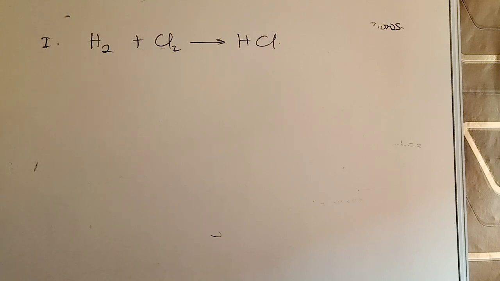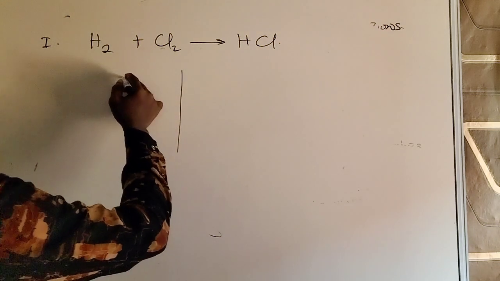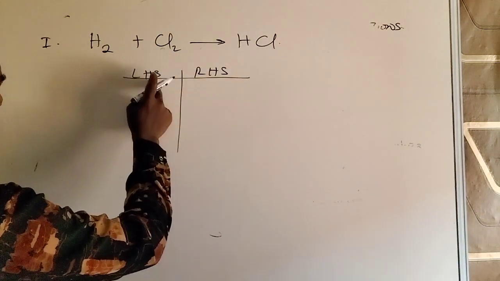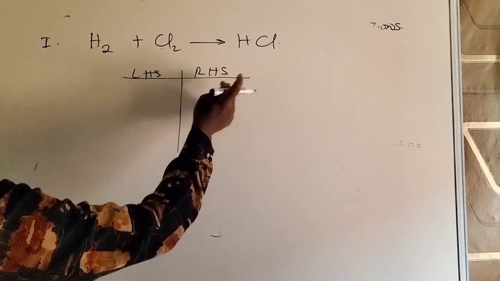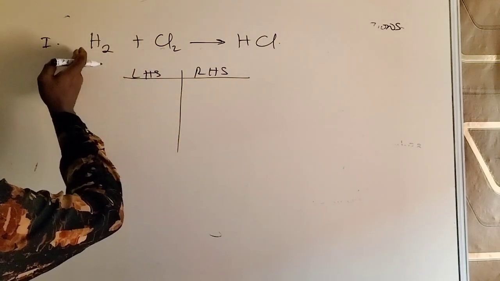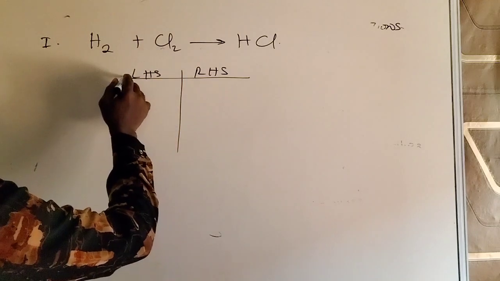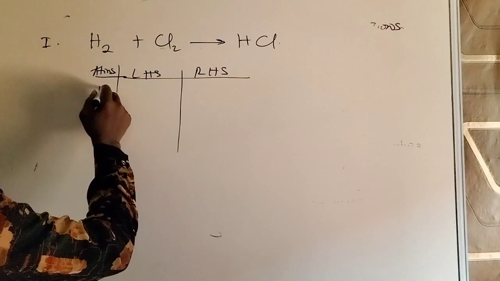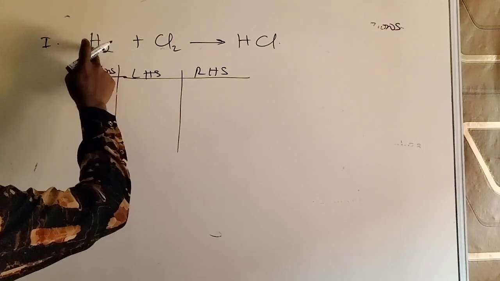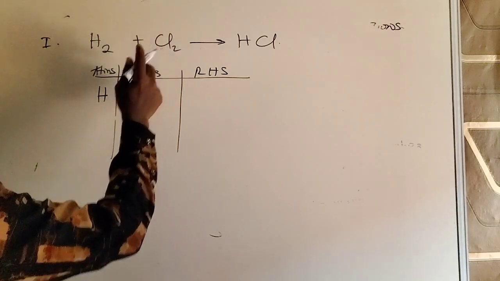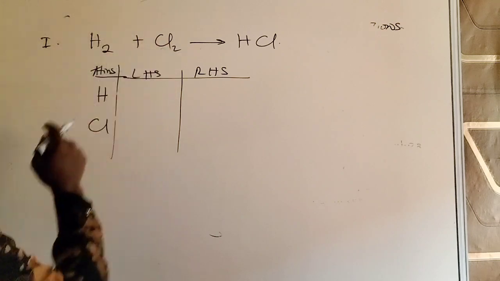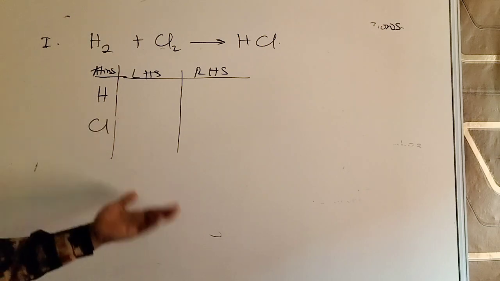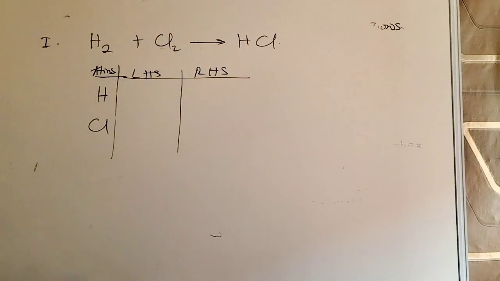So all we have to do is draw a table here: left hand side. Remember that LHS means left hand side, and this is right hand side. The left hand side indicates the reactants, the right hand side the products. Then the elements present: hydrogen and chlorine. Also on this side, hydrogen and chlorine, as I explained before.